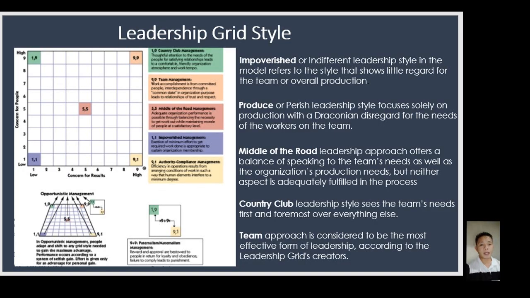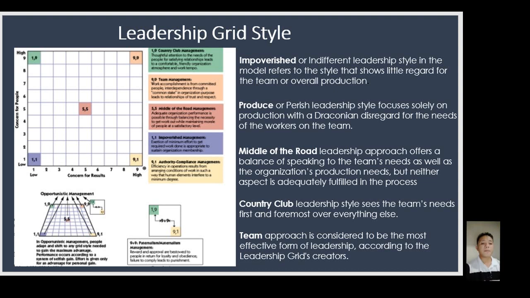The leadership grid style. The leadership grid is a model of behavioral leadership developed in the 1960s by Robert Blake and Jane Mouton. Previously known as the managerial grid, the leadership grid is based on two behavioral dimensions: concern for production, which is plotted on the x-axis on a scale from 1 to 9 points, and concern for people, which is plotted on a similar scale along the y-axis. There are 5 grid leadership styles.